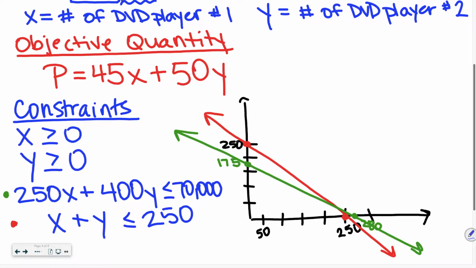Okay, and are we shading towards or away from 0, 0 for that green one? Towards? Okay, so both of these are being shaded towards 0, 0, and we're restricted to the first quadrant because x and y need to be greater than or equal to 0. So here is where we have shading.